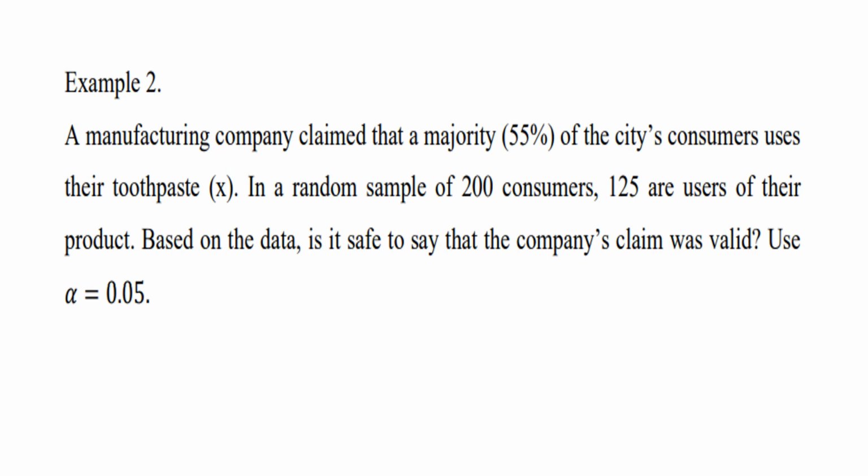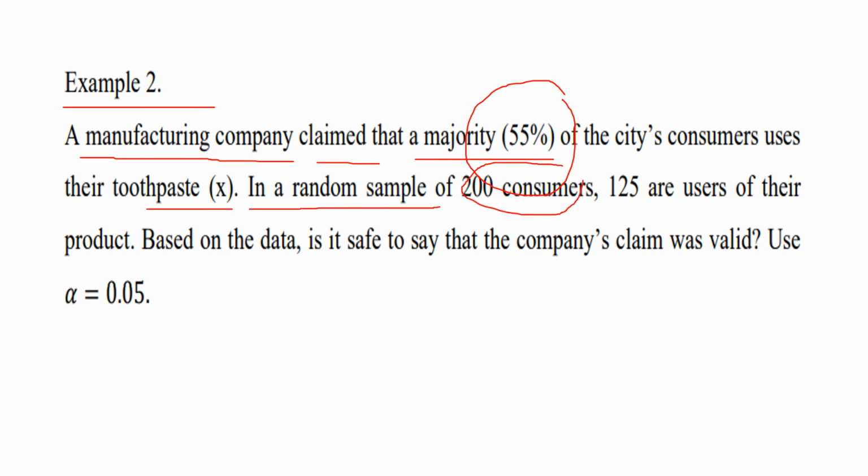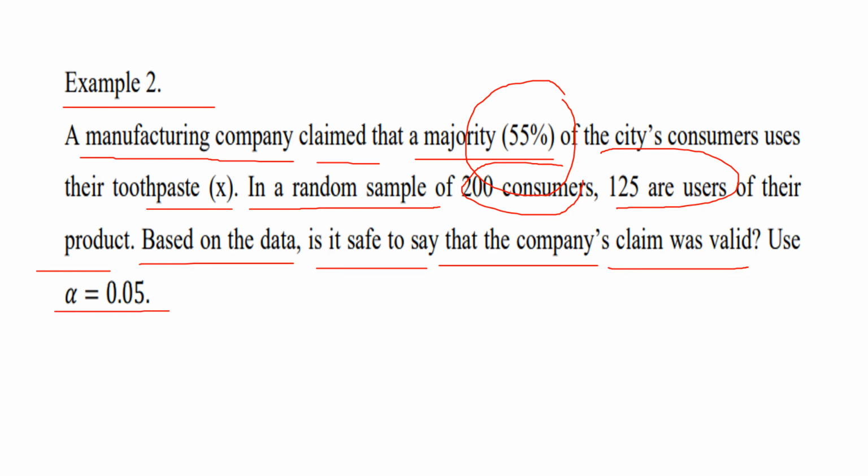So for example number 2, a manufacturing company claimed that a majority, 50%, of the city consumers use their toothpaste X. In a random sample of 200 consumers, 125 are users of their product. So based on the data, is it safe to say that the company's claim was valid? So we just simply use your level of significance, which is alpha, and that will be equal to 0.05, or 5% level of significance.